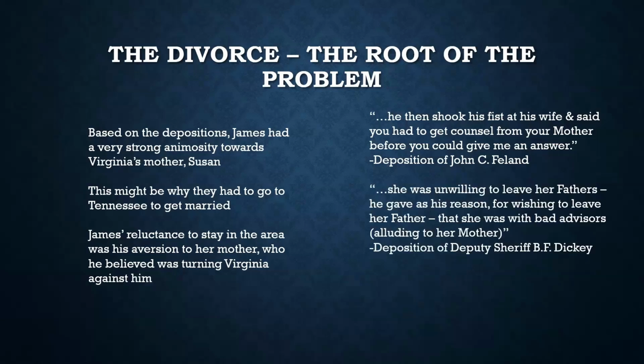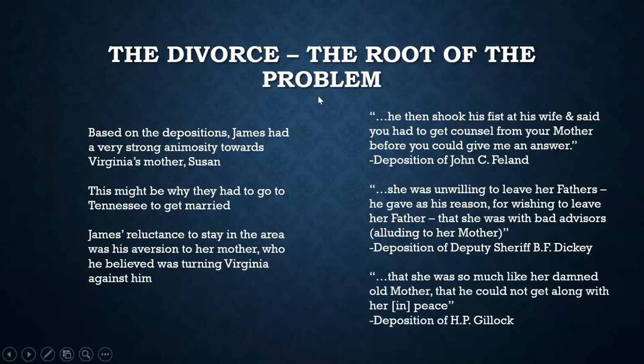From another deposition, someone heard him saying that she was with bad advisors, alluding to her mother. He did not appear to ever have any issues with her father. He seemed to actually like her father, but again, he is claiming that her mother is giving her bad advice, and that bad advice is for her to not leave with James.